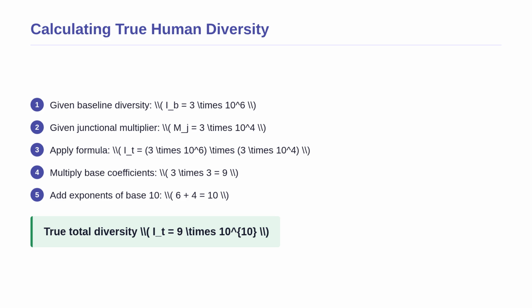To multiply these numbers, we first multiply the base coefficients, meaning 3 × 3 = 9. Next, we add the exponents of the base 10, meaning 6 + 4 = 10. The final answer is 9 × 10¹⁰. Physically, this means the patient can produce 90 billion uniquely shaped idiotypic determinants, ready for almost any pathogen on Earth.